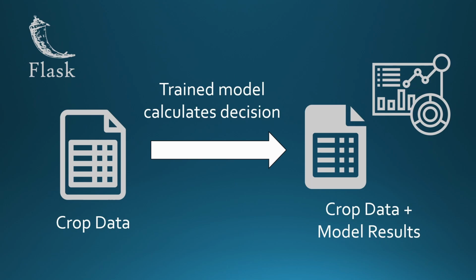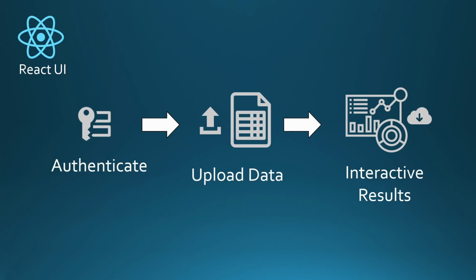The Flask server is where all of the predictions are calculated. The model has been trained to determine which records to keep or discard, and will apply the appropriate decision label to the input records. The results of the calculation also contain visualizations generated from the batch of input data.